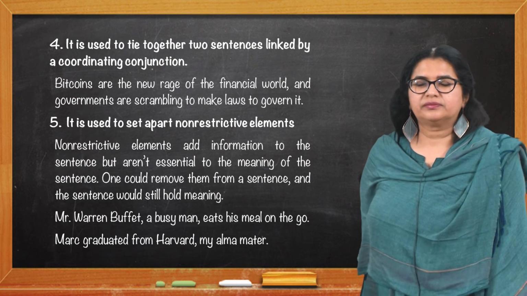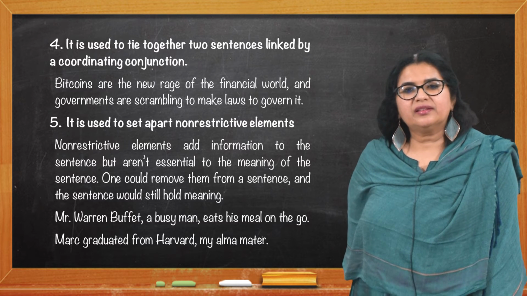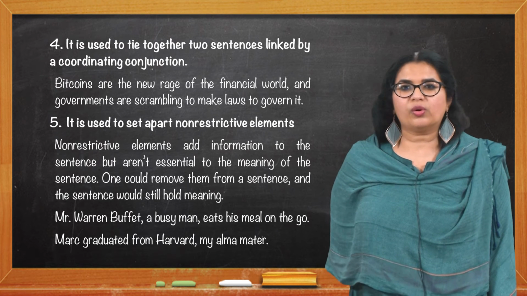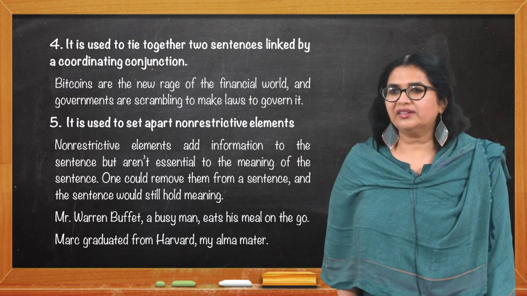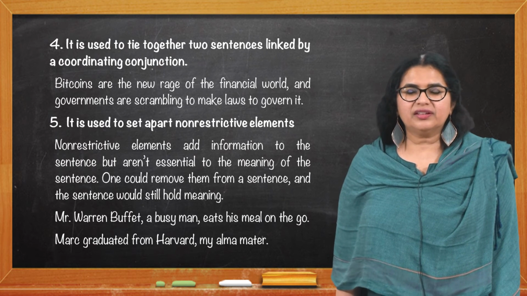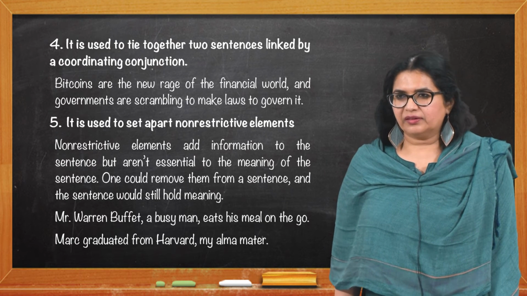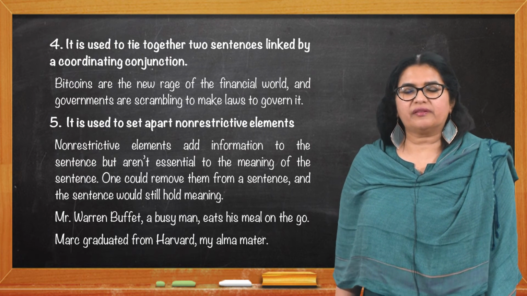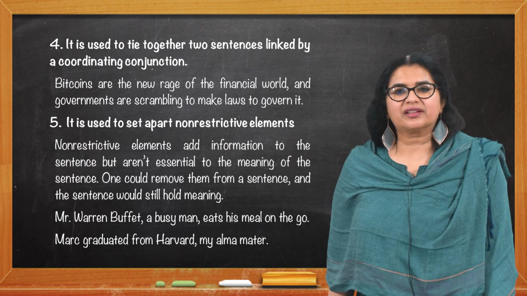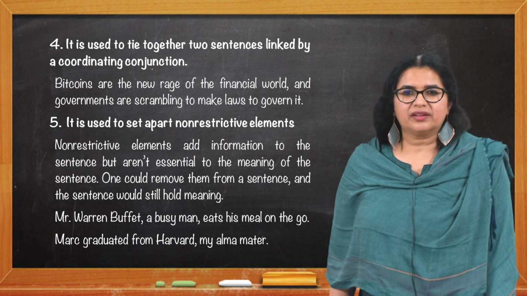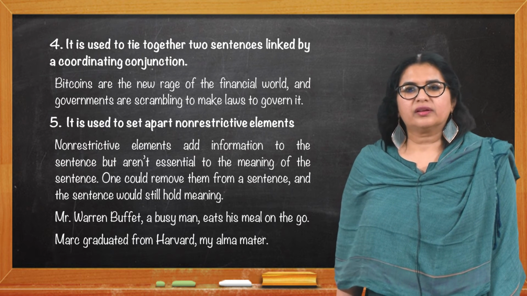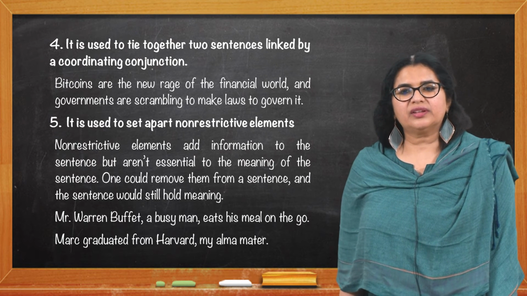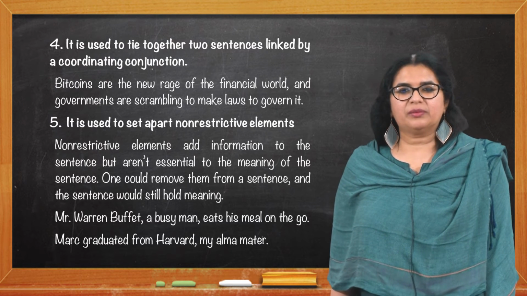We have a comma in places where it is used to tie together two sentences linked together by a coordinating conjunction. We have already done coordinating conjunctions in some of the earlier examples. So, let us look at this sentence. Bitcoins are the new rage of the financial world, and governments are scrambling to make laws to govern it. So, linked together by a coordinating conjunction, and it is used to set apart non-restrictive elements.